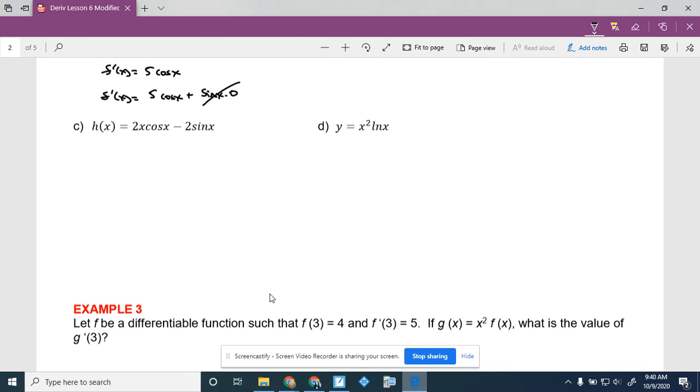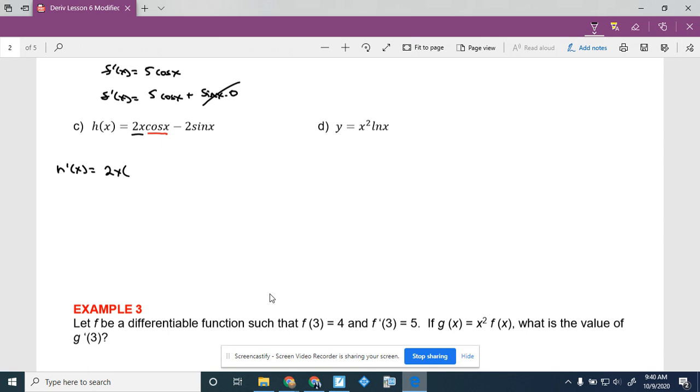So here we go. We've got a whole bunch of stuff going on now, right? Not only do we have a difference, because that's a minus sign, where this is the first part of my difference and this is the second. Within the first part of the difference, we have a product. So 2x is my first factor in that product, and cosine x is my second factor in that product. So when I go to take the derivative, I have to use the product rule on that.